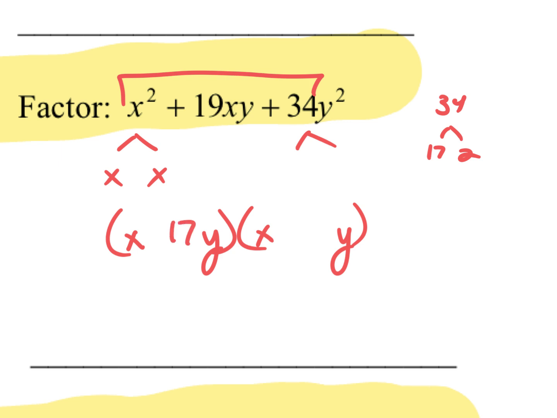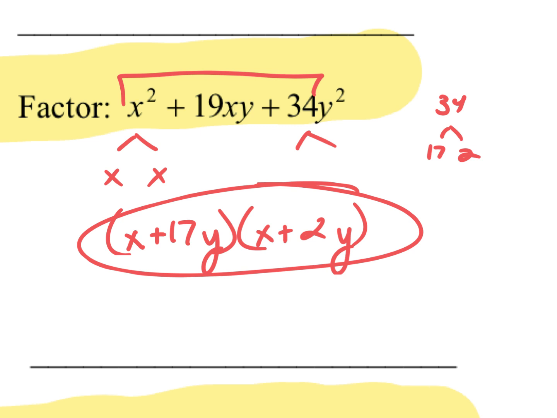No. What matters? That they're both what? Positive, because 19 is positive. Take a second and go 17 times 2, 34, positive 34. 17 plus 2, positive 19. Good to go.